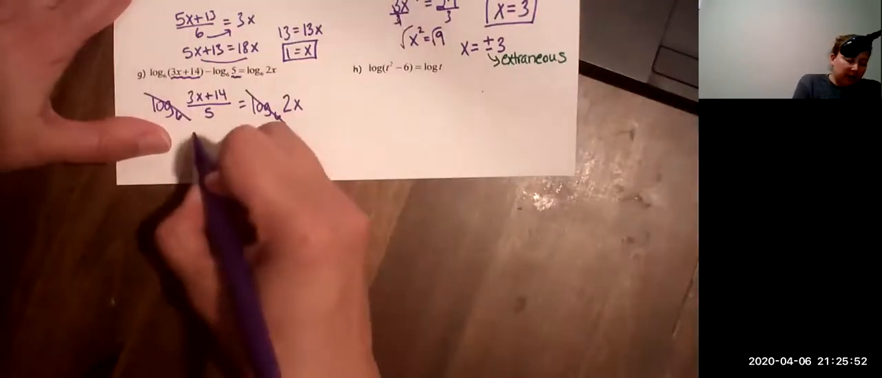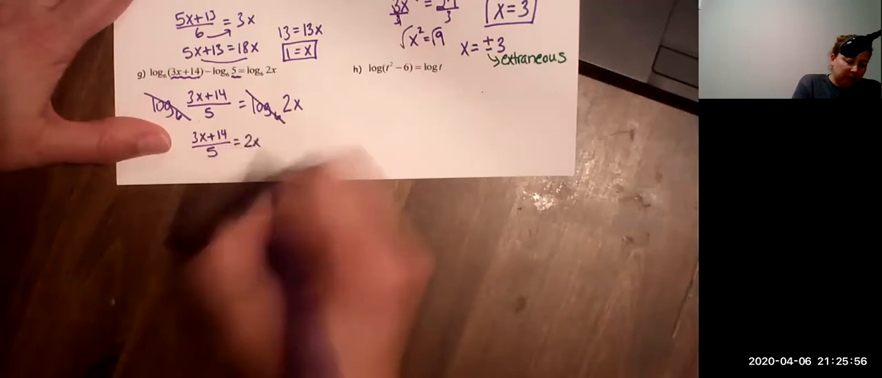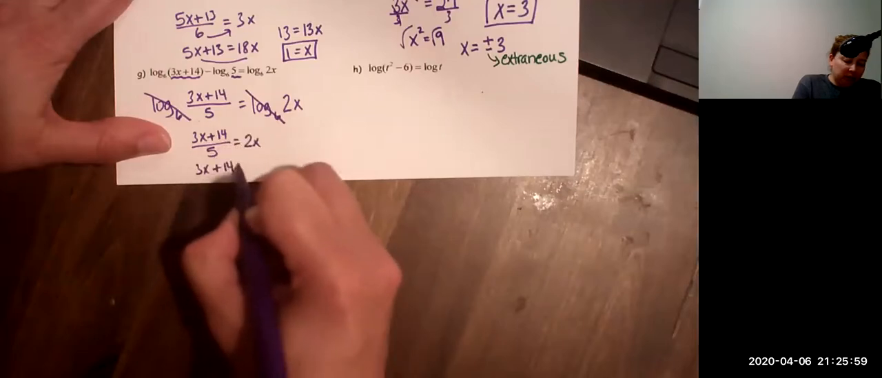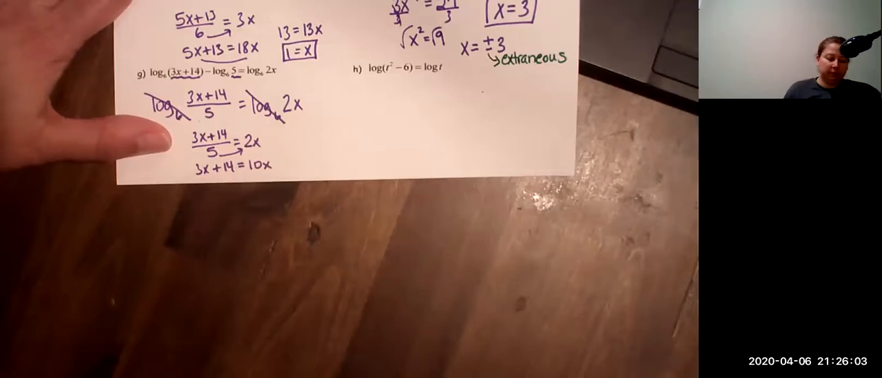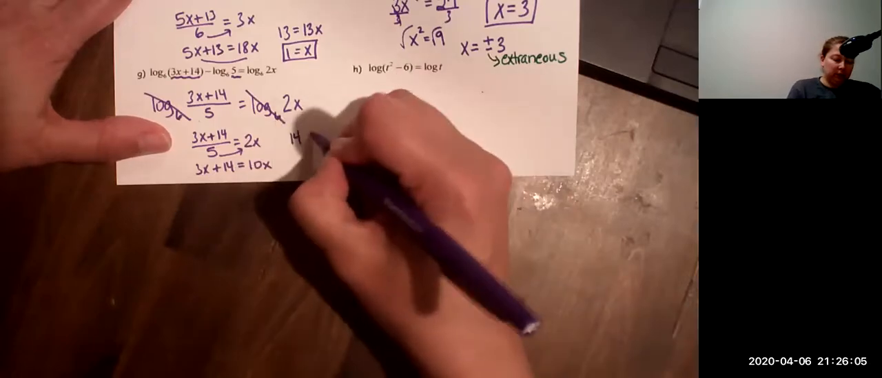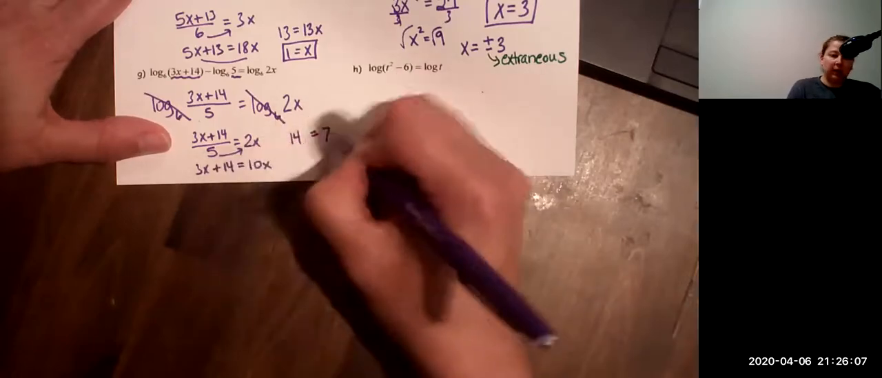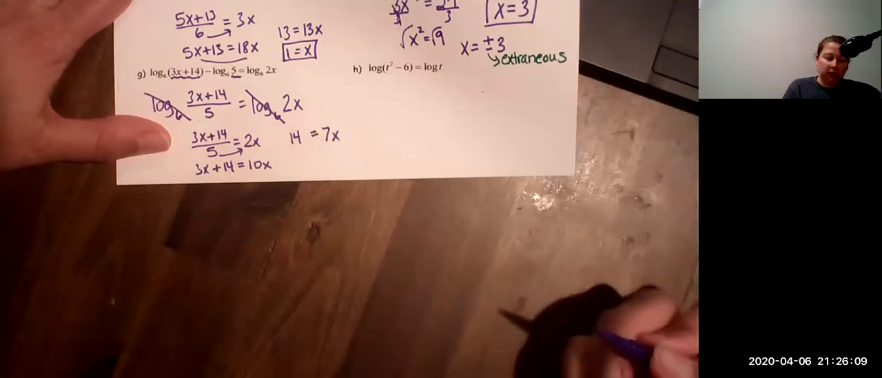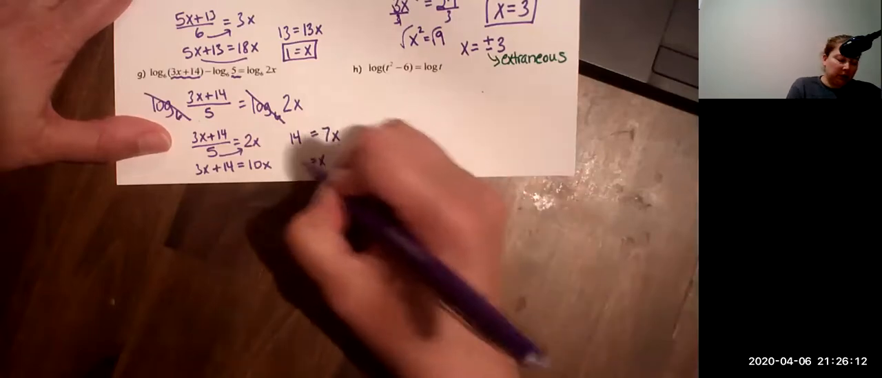We have log on both sides, we cross them off. So now we're solving this problem. Once you get it to here, it's pretty easy. So I would have 3x plus 14 multiply equals 10x. 14, if I subtract 3x, I would get 7x. So then I would get x equals 2.